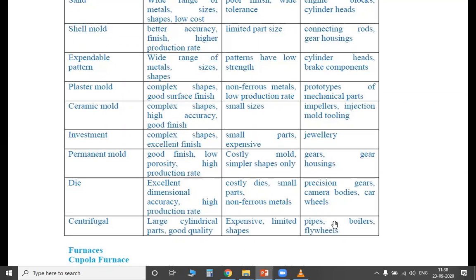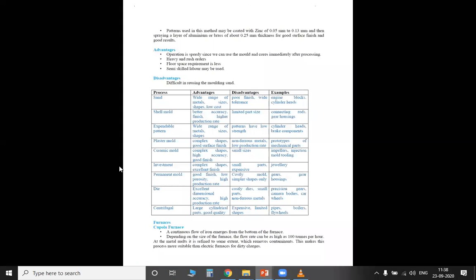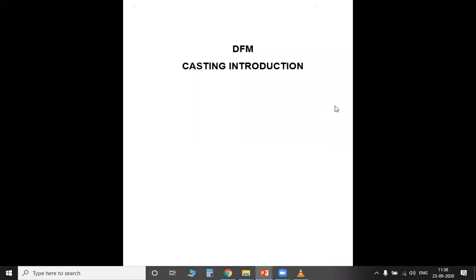This is the disadvantage. In centrifugal casting, it is used for cylindrical parts only, not for other types of parts. We can't use different types of shapes. Examples are pipes, boilers, and flywheels. If it has hollow shapes, those things can be easily manufactured with centrifugal casting. Clear, students? These are the things we learned in our last class and this class.